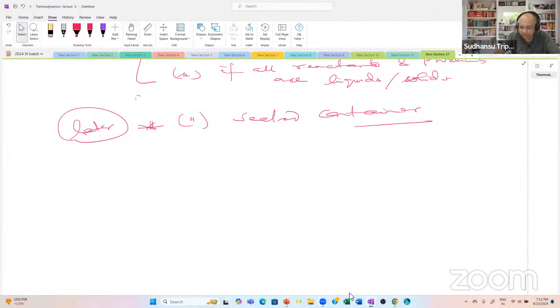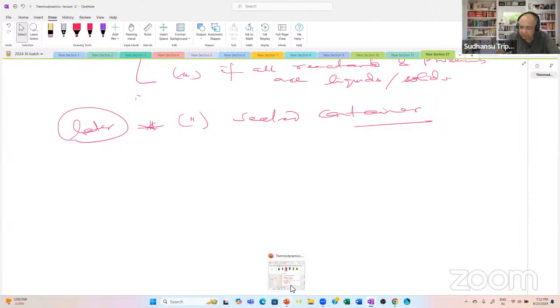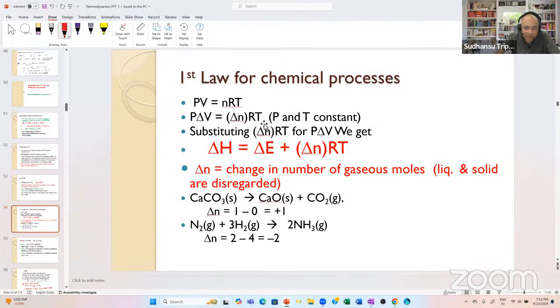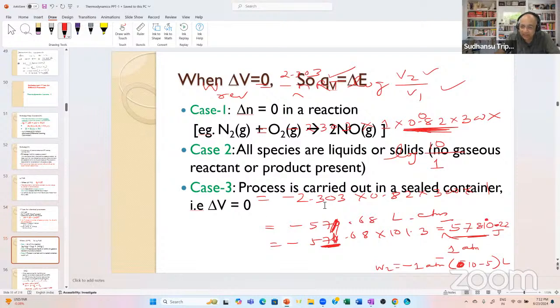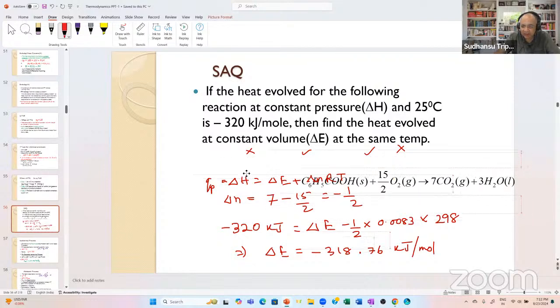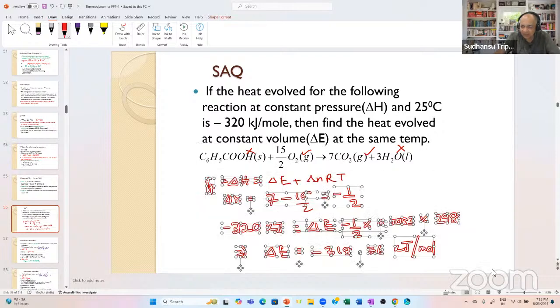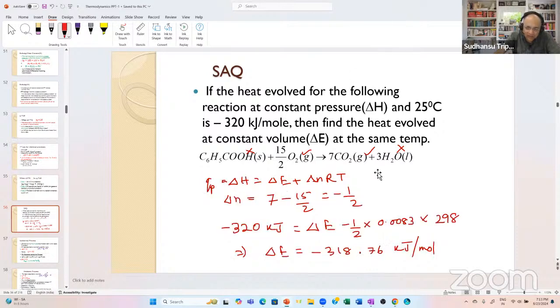So let us solve a problem. Just write down this problem. Now I have shown del N can be positive, del N can be negative, and del N can be 0. I have also explained the three cases where del V will be equal to 0. Yes, you write down this problem. So here I have solved it, but doesn't matter. You write down this equation and see to yourself.